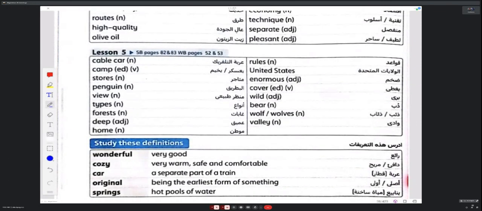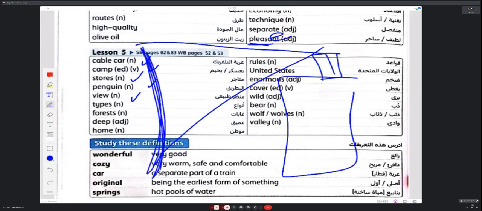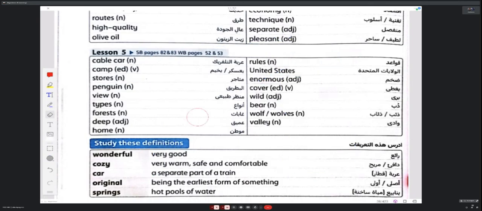Okay. I am pleased with. Please is a verb, pleased is also an adjective. I am pleased. Cable car, stools, penguin, view. View, from the top of a place I can see a view. It is a constant, steady place, not in a move. View can also be from my point of view. Types, kinds or sorts.